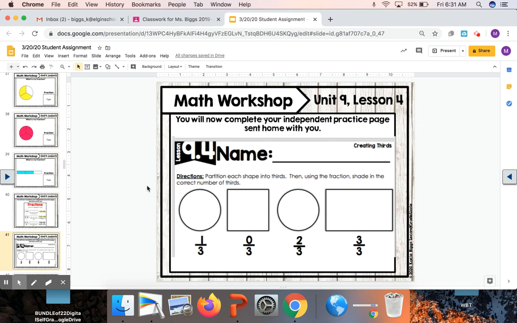For your independent practice page today, you're going to complete lesson 9.4. This page was sent home with you in your packet. You are going to partition each shape into thirds. Then, using the fraction, you're going to shade in the correct number of thirds. So now what you're going to do on your page is take your pencil and draw lines on each shape to cut it into three equal pieces. Then you will see underneath how many pieces you need to shade in.